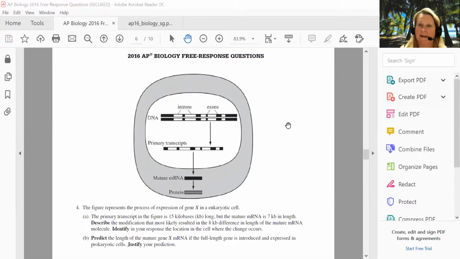Well, bacteria are incapable of intron splicing. So the mRNA is going to be as long as that primary transcript. It's going to be 15 kilobases long. It's going to be much longer. Justification is because prokaryotes can't splice out introns because they don't need to.